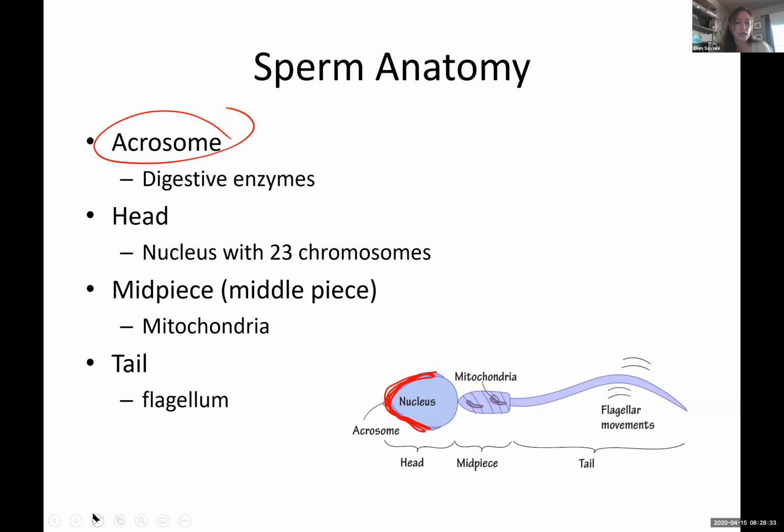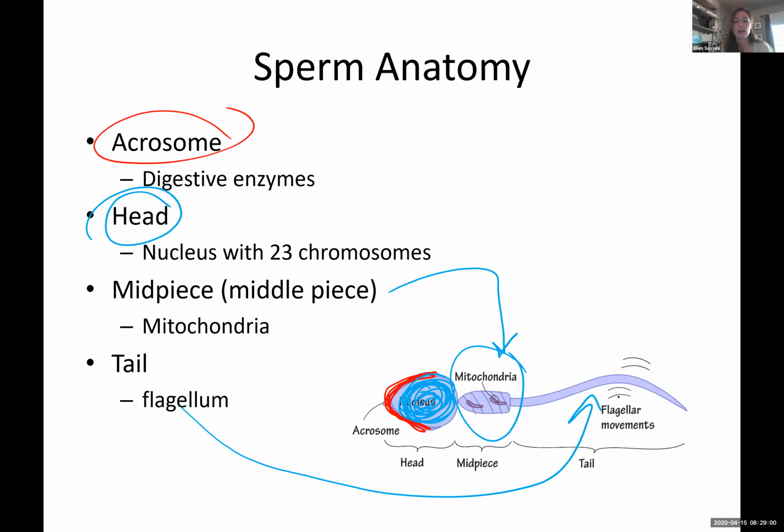So I'm going to switch slides here, switch colors, it's blue. The head of it is within here where the nucleus is, and the acrosome is like a little cap on there. Then we have the mid piece, and within the mid piece is the mitochondria. Why we need mitochondria is because this is really our motor. This is moving side to side, and when it moves, it causes the tail to actually move. So the tail is really like a whip.